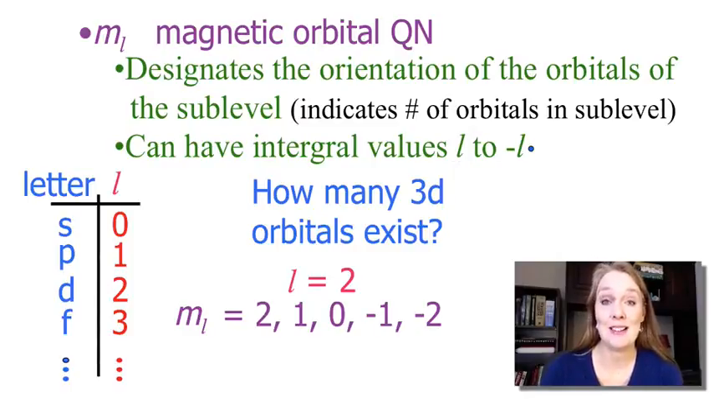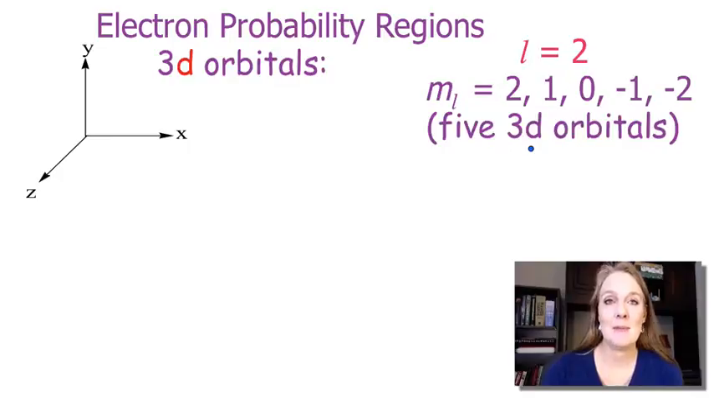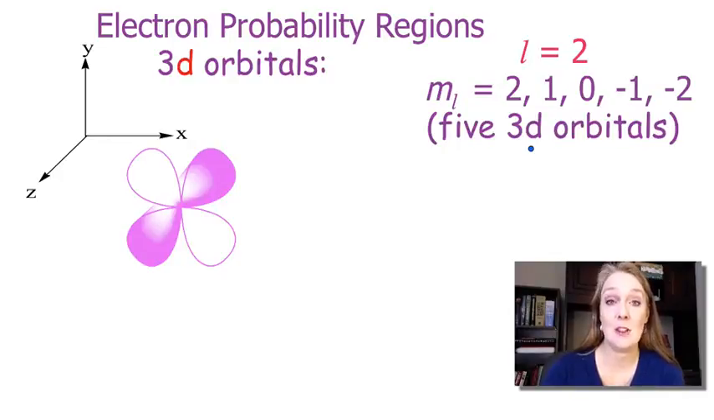Hopefully you realize that if L equals 2, ML can equal 2, 1, 0, minus 1, or minus 2, which means that there are 5 d orbitals. The d orbitals look a little bit different from the s and p orbitals. There are 5 of them, and they start to look like clover leaves. Again, remember, the shading shows the phase of the wave function in that particular area of the orbital.